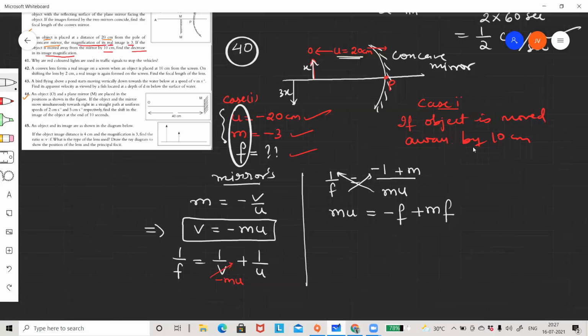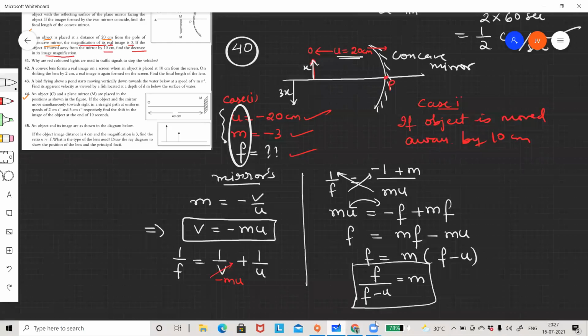Okay, put like terms together. Like terms together means you just do a small transposing of these two. So f will be mf, the object distance and magnification of a mirror. Okay, so this is a formula. So I'm going to use this formula.